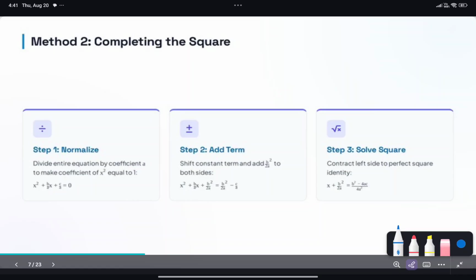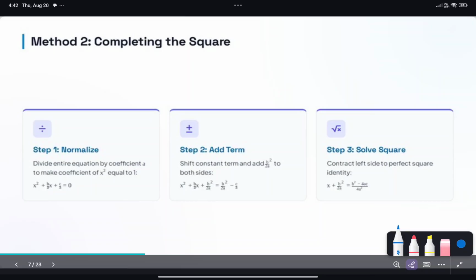Method 2. Completing the square. Step 1. Normalize. Divide the entire equation by coefficient a to make the coefficient of x square equal to 1. I'll explain, no problem.